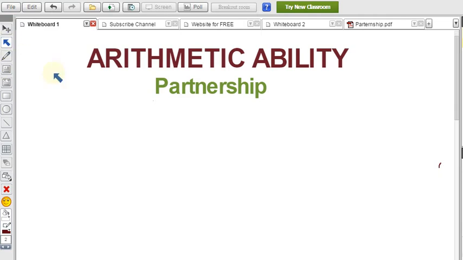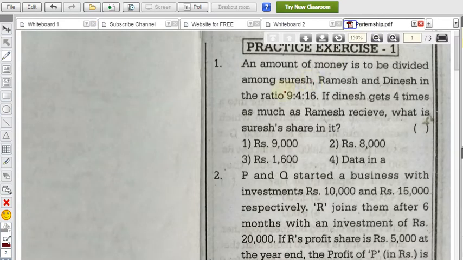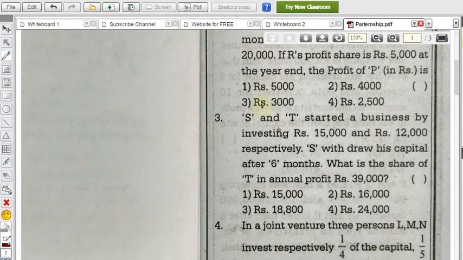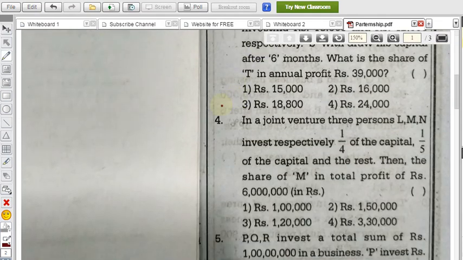In arithmetic ability, the topic is partnership. Before explaining this, in this topic I'll explain all the theory part and how to solve the questions related to partnership. Then we'll see some example questions. I'll show you some examples here. This is some practice exercise questions. From this topic, I'll explain in detail how the questions will come. Before solving all these problems, first I'll explain the theory part.